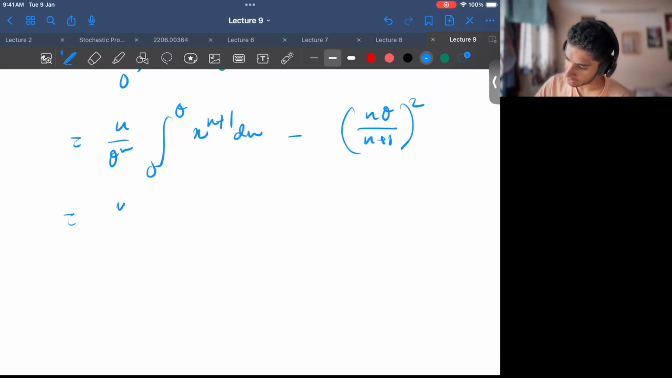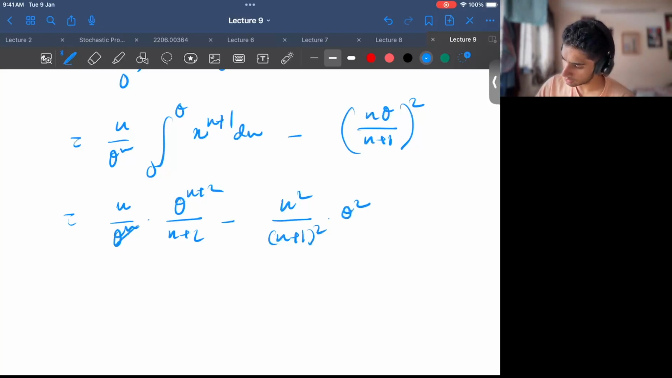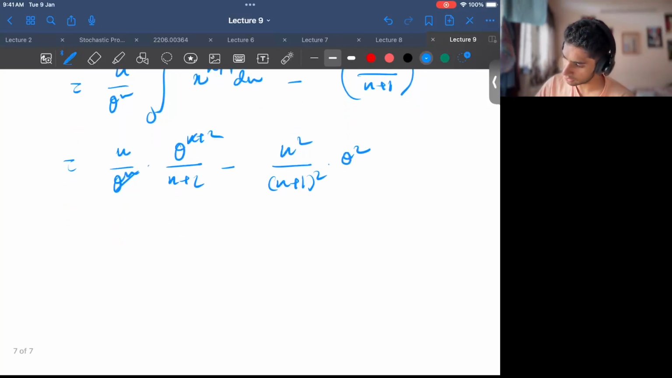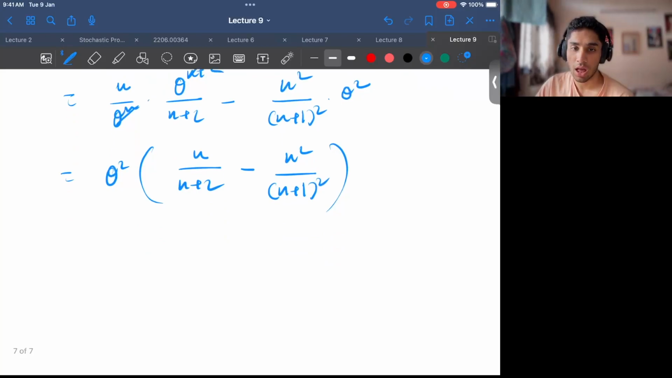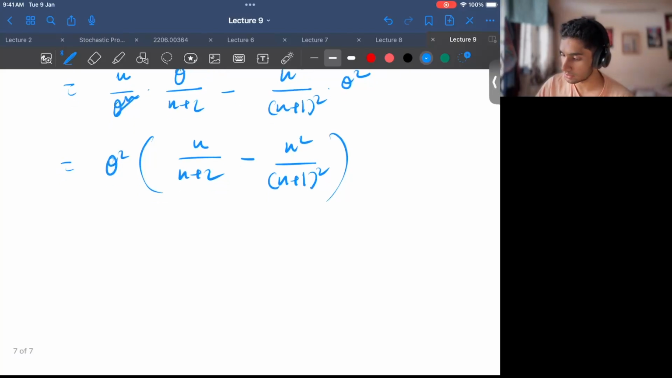This will become n over theta raised to n, x raised to n plus 2, theta raised to n plus 2 over n plus 2, minus n square over n plus 1 whole square into theta square. This thing theta raised to n, this goes out. This will become theta square into n over n plus 2 minus n square over n plus 1 whole square. This is correct. Yeah, I think this is correct.